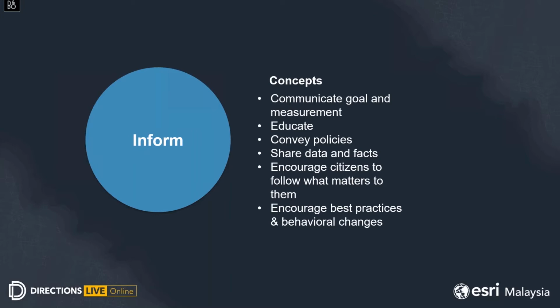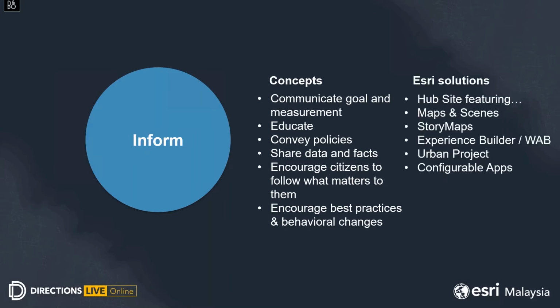So the key concept here for inform is to have the community communicate the goal and measure it, and even share the data and the facts with the public. For that, Esri has a great solution. We can use the hub site, the map and scene, and even urban projects, whatever they are. Just pick the best look that fits your information and always consider it.